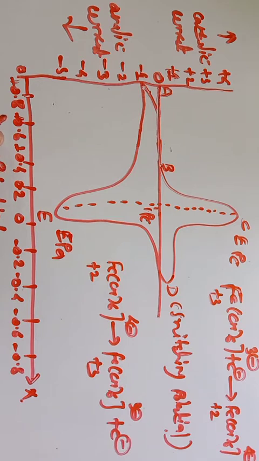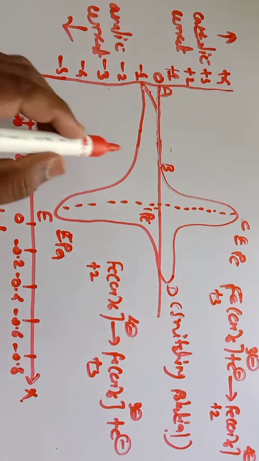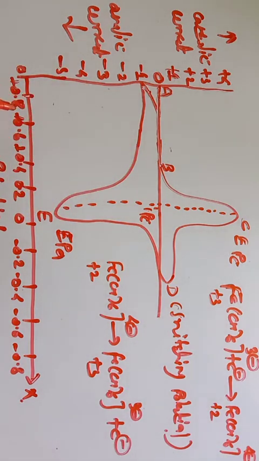When the potential becomes less positive, approximately plus 0.4 volt, a cathodic current begins to develop at point B. So we discussed that from plus 0.7 volt to plus 0.4 volt there is no current, but approximately from 0.4 volt a cathodic current begins to develop from point B.